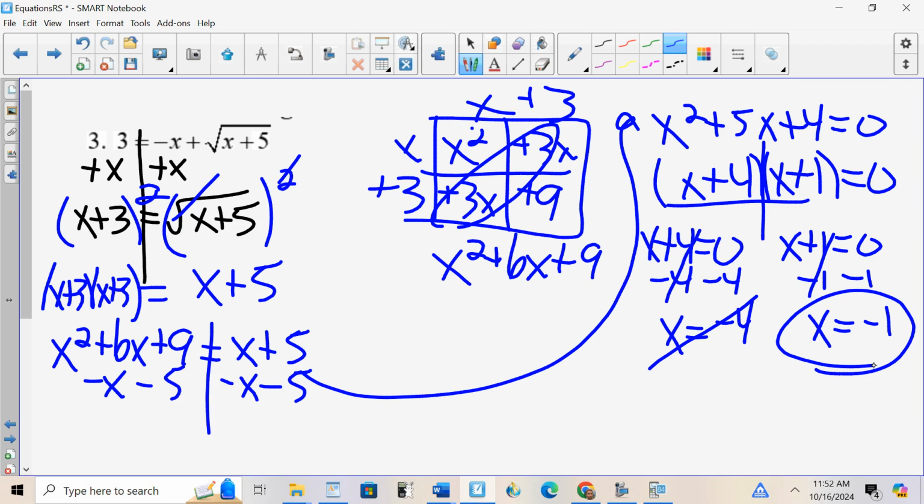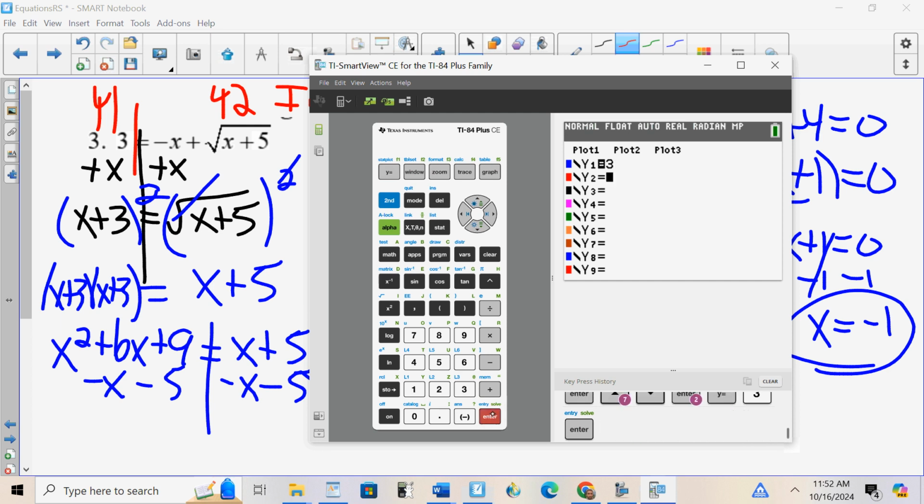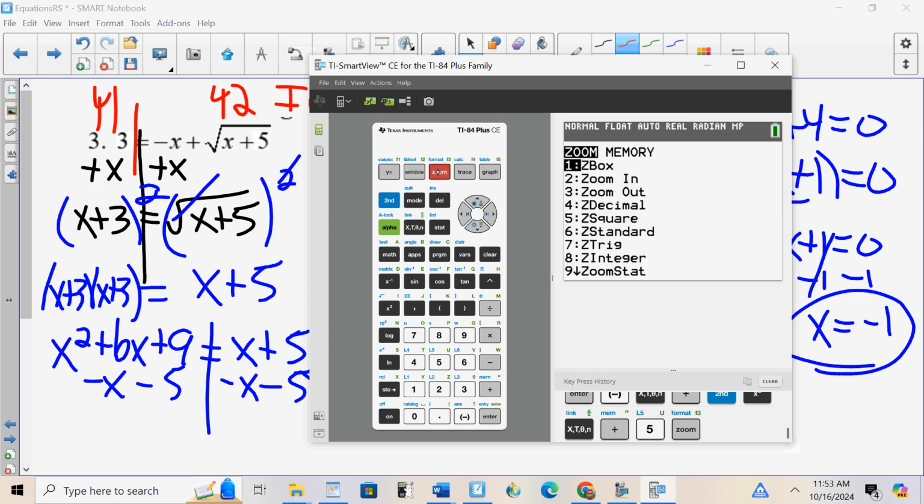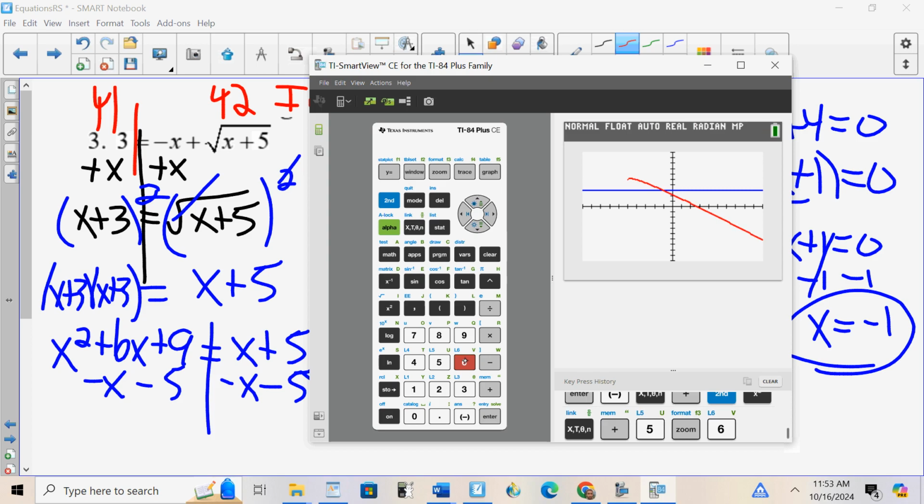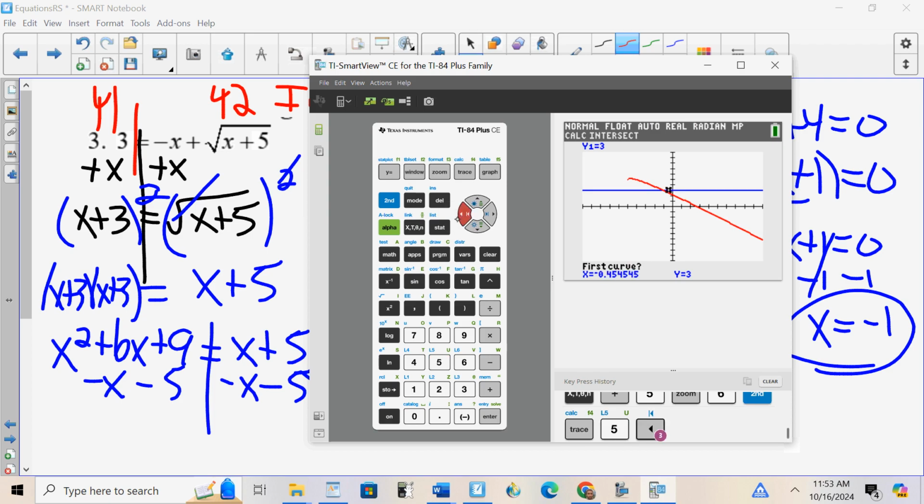Now, if you can't do the algebra, not ideal, but if you can't do the algebra, y1, y2 intersect. So I've got y equals 3, my left-hand side, I've got negative x plus radical x plus 5, my right-hand side. Zoom 6 is your standard window. Do I see the intersection? Yes. Second trace, option 5. Move the cursor to the point of intersection. Enter, enter, enter. X coordinate is your answer. X equals negative 1.